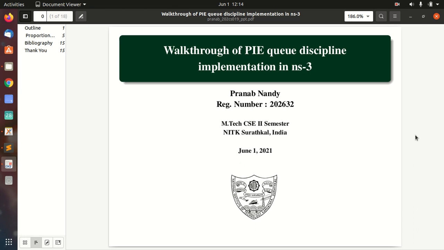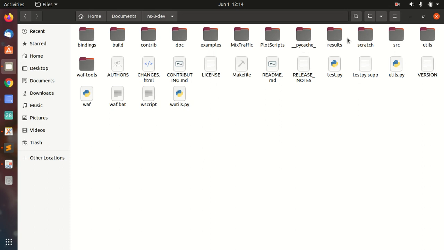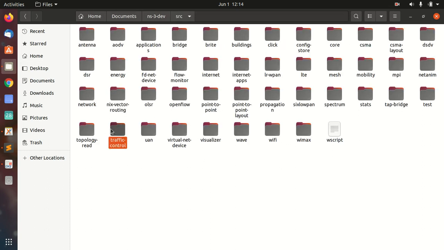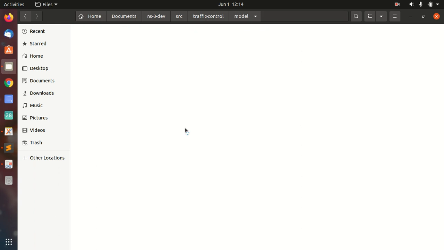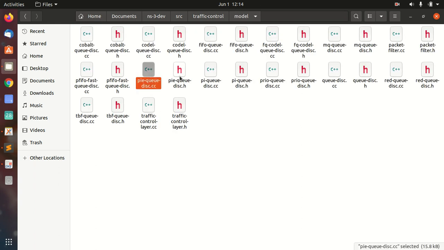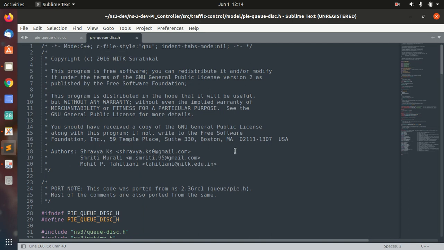Today my seminar topic is a walkthrough of the PIE queue discipline implementation in NS3. When I look at the PIE queue discipline algorithm, it is present in the traffic control module of NS3. Here we have two files, one is the .h file and one is the .cc file. The .h file basically gives a brief overview of the class, and the actual implementation of every single method is in the .cc file. Here PIE stands for Proportional Integral controller Enhanced queue discipline algorithm.